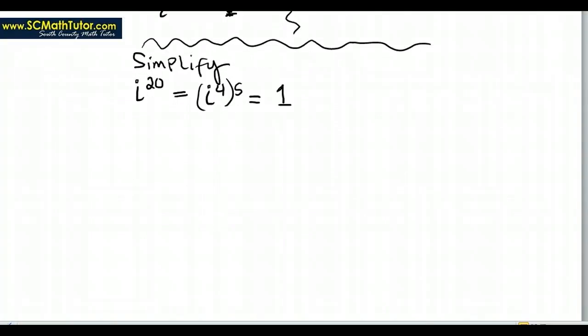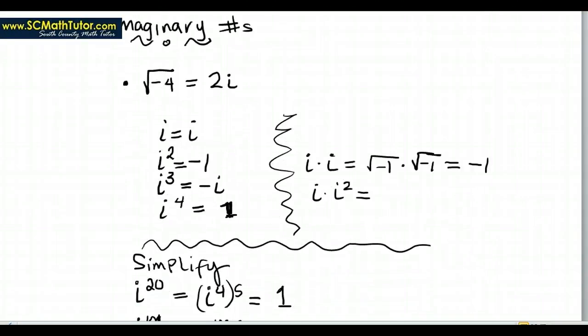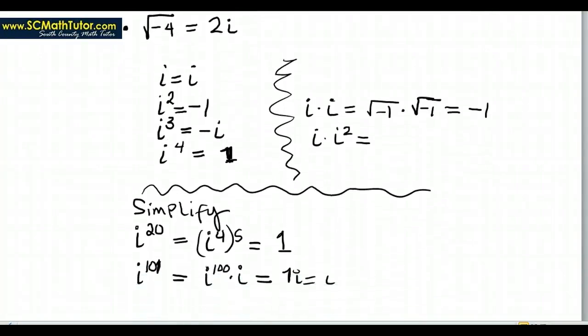Well, let's say it's a number that is not divisible by 4, but has a remainder. So i to the 101. Well, we know that i to the 100 is divisible by 4, so that is 1 times i, which is 1i, or the same thing as i. So you can essentially use that definition and use the powers of i to be able to do numbers where you have i to any power, i to the 1 million, i to the 105, i to the 27. So you can do that.